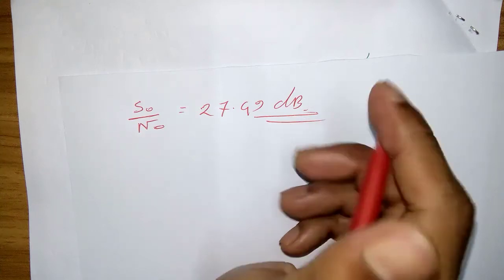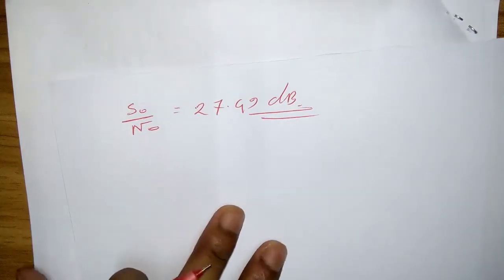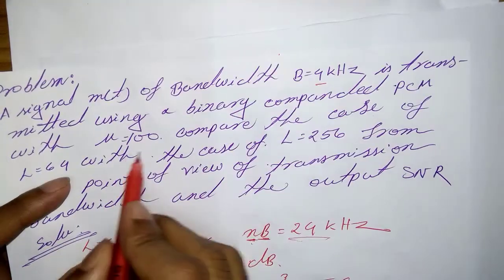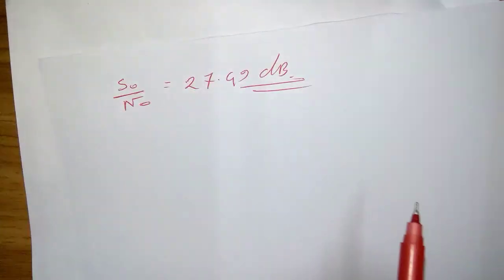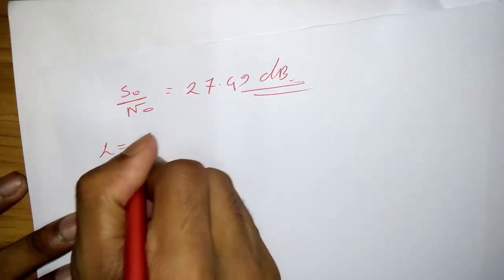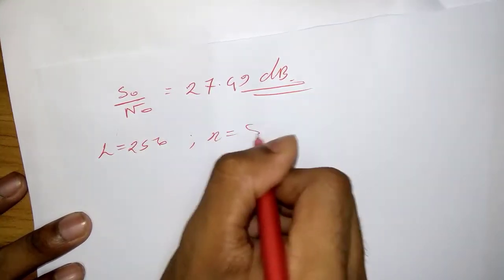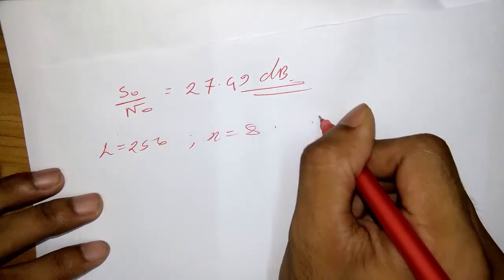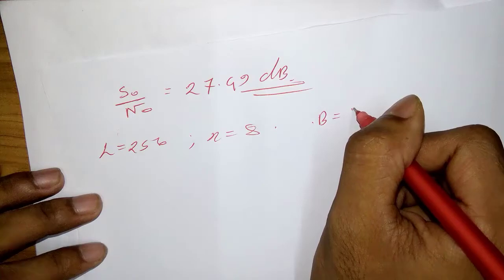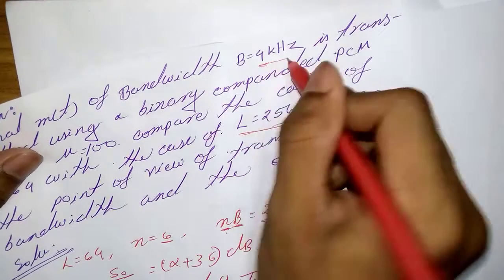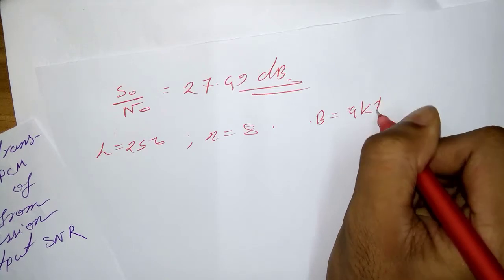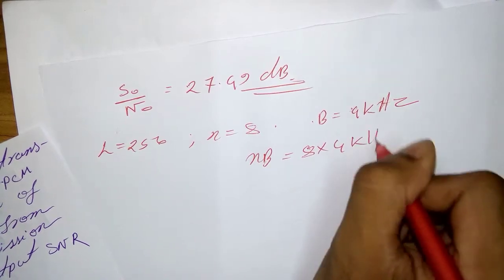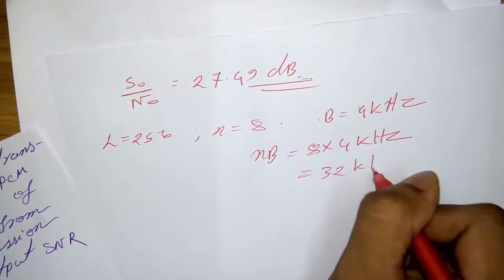So that's for L equal 64. And next, L equal 256. So L equals 256 and n equals 8, and the transmission bandwidth B equals 4 kHz. So transmission bandwidth nB equals 8 × 4 kHz equals 32 kHz.